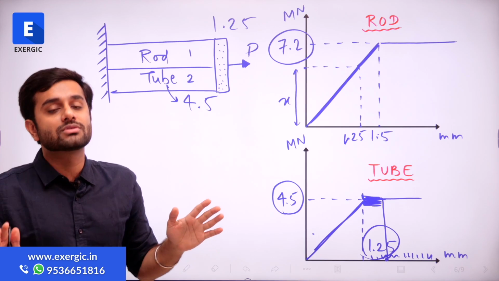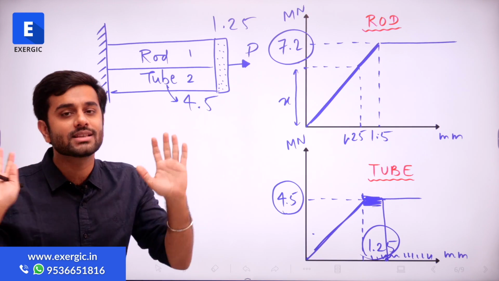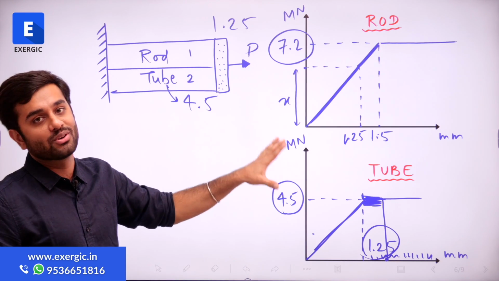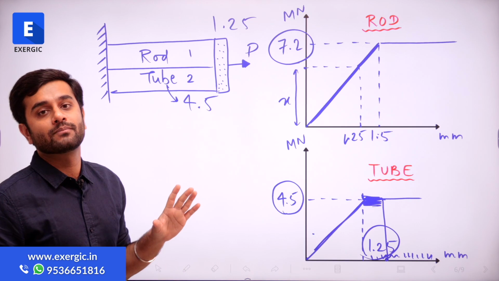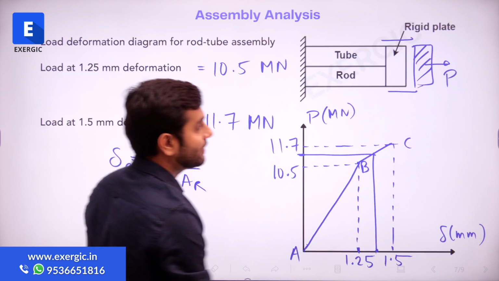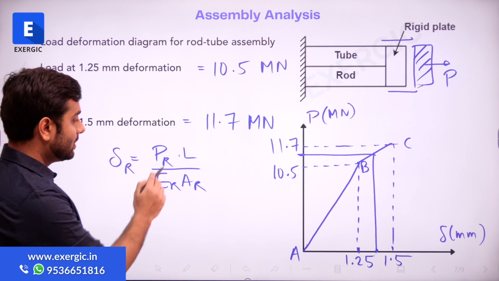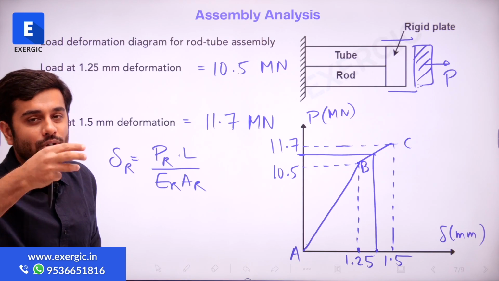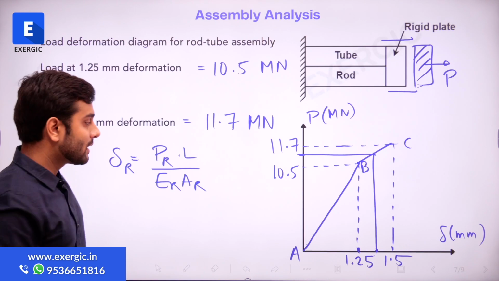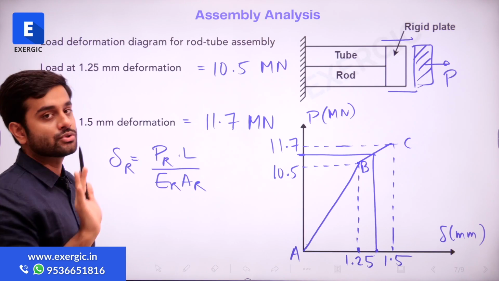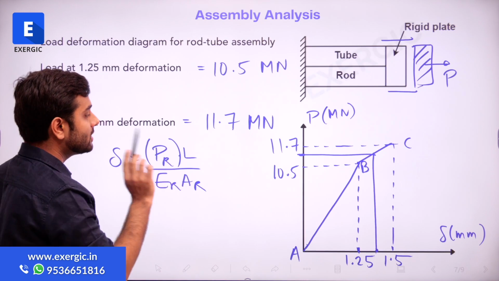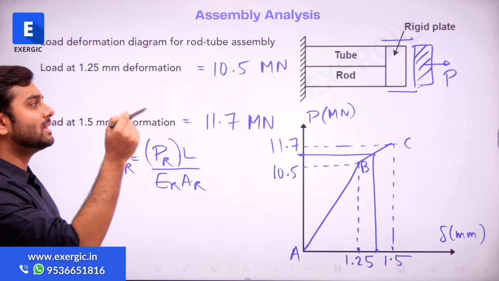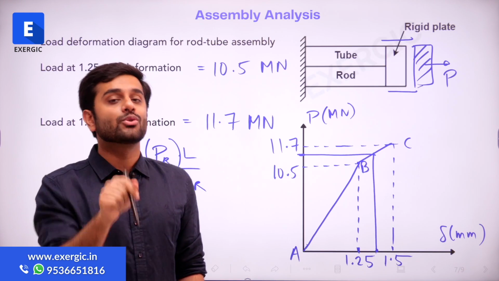So if you want to use del is equal to PL by EA, you can use this expression for the rod but not for the tube, because the tube is no longer in the elastic region, right? For the rod, this is going to be the expression. The P value will be specifically the load which is coming on the rod. L, E, and A are known, but P of the rod individually is not known to you. You know the total load acting is 11, but how much load is acting on the rod? Now you can answer that.